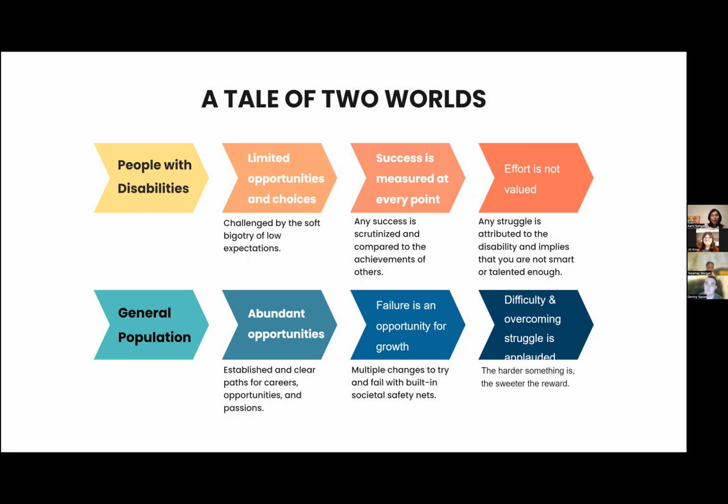In the general population, as we say, there are all of these abundant opportunities, and also if you fail, you are seen as a success story, because that failure is going to be the stepping stone for success. While if a person with a disability fails, it's almost like, yeah, we knew it. We knew it, that person is going to fail. So how do we bridge these two gaps?